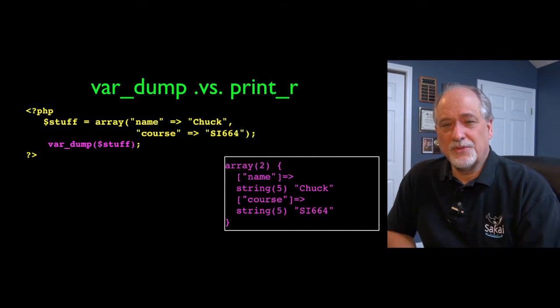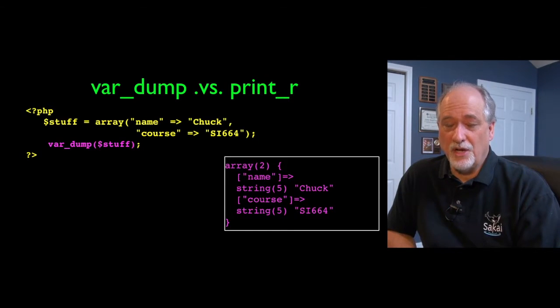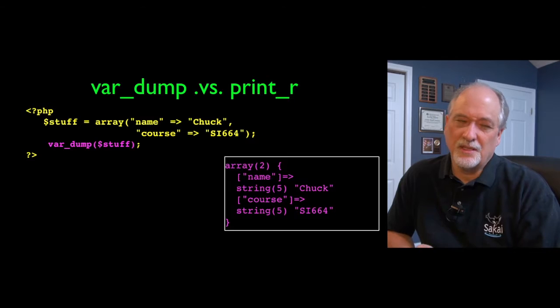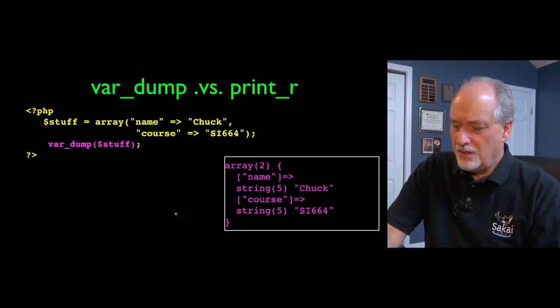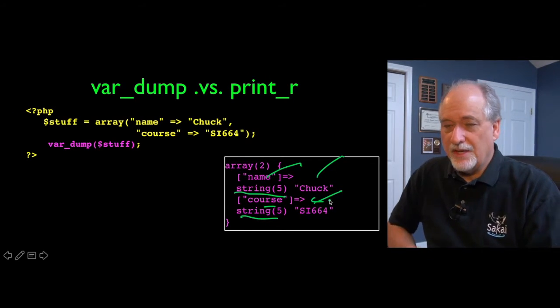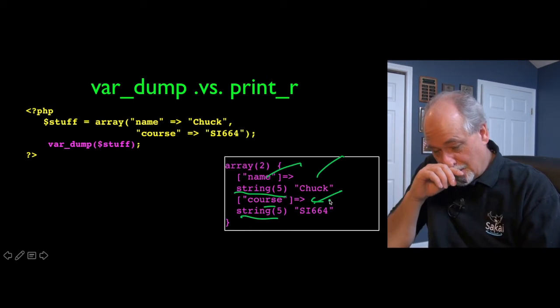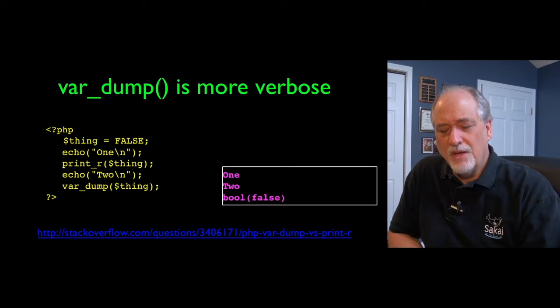There is another way to dump stuff out that's a lot more verbose called var_dump, and I tend to use print_r if I'm just looking for what I know is in the array. If I'm a little more concerned about whether this is an object or whatever, var_dump gives you a lot more detail. It shows you both that the key name maps to a 5-character string with the value Chuck, and the key course maps to a 5-character string with the value SI664. So var_dump is much more detail, but it's useful if you know what you're looking for.